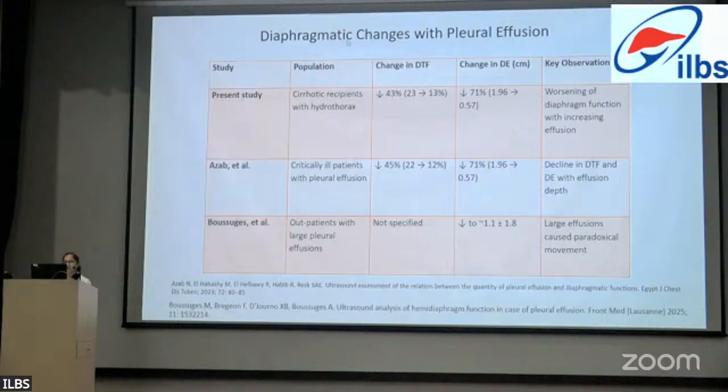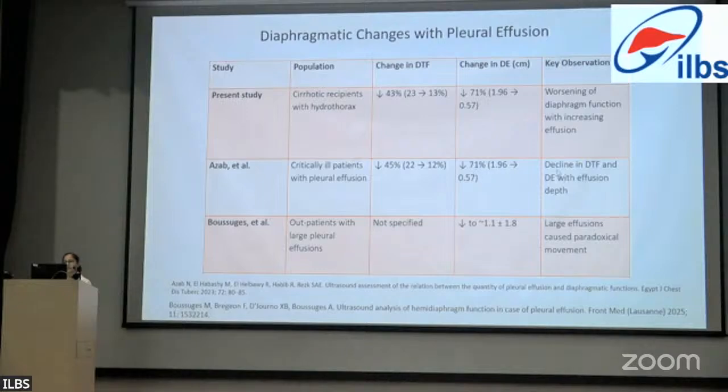And coming to the diaphragmatic changes in pleural effusion, in our study we could see the diaphragmatic thickening fraction decreased by about 43%, and the decrease in diaphragmatic excursion was about 17%, with increase in severity of the pleural effusion. This indicates worsening of diaphragm function with increase in pleural effusion size. This is consistent with Azab et al., who evaluated critically ill patients with pleural effusion, where they noted a similar decrease in diaphragmatic thickening fraction by 45% and diaphragm excursion by 71%.